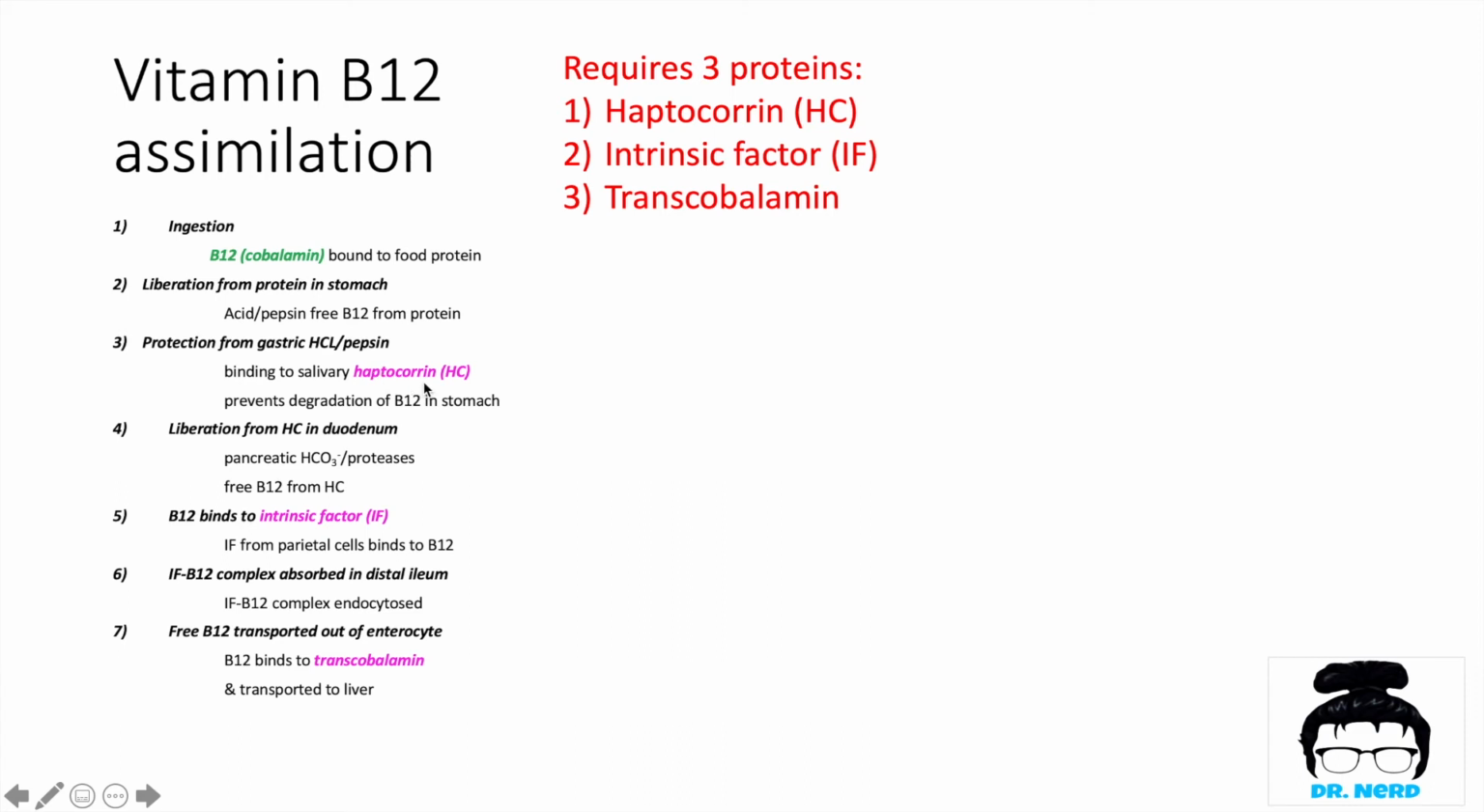And then now it moves into the duodenum. The duodenum has a higher pH. And it also has pancreatic bicarbonate and proteases. This frees the B12 from HC, which is haptocorin. You don't need haptocorin anymore because the small intestine has a pH of around 7 to 8, while in the stomach it had a pH of 2 to 3.